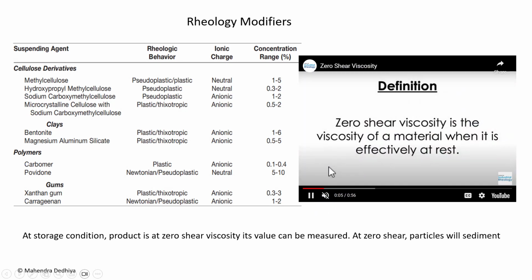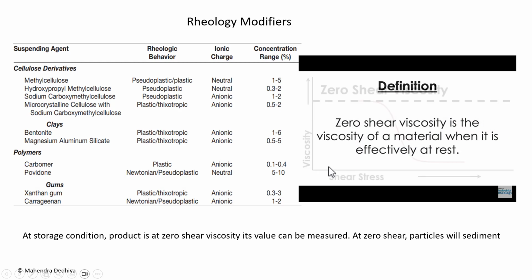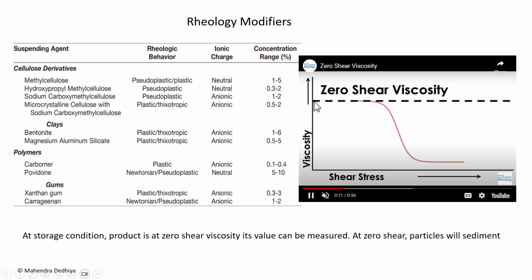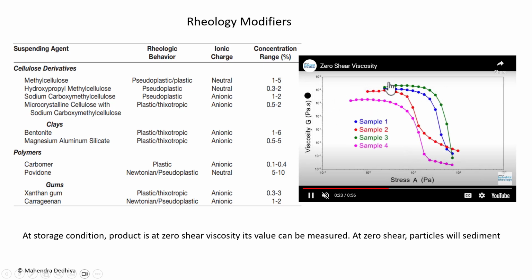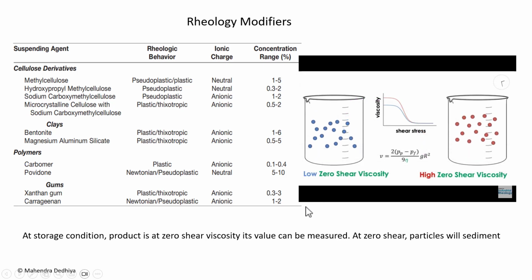Zero shear viscosity is when the material is at rest. There is no shear, but we can measure the viscosity, and we can apply very small shear stress, and there would be a plateau, and this plateau is called zero shear viscosity. You have different samples: sample 1, 2, 3, 4. As you can see, sample 4 has a lower viscosity. As shown here, at zero shear viscosity particles will settle, while at high shear particles would settle slowly.